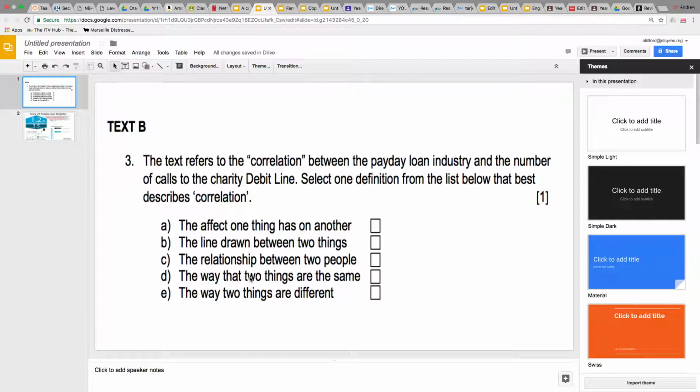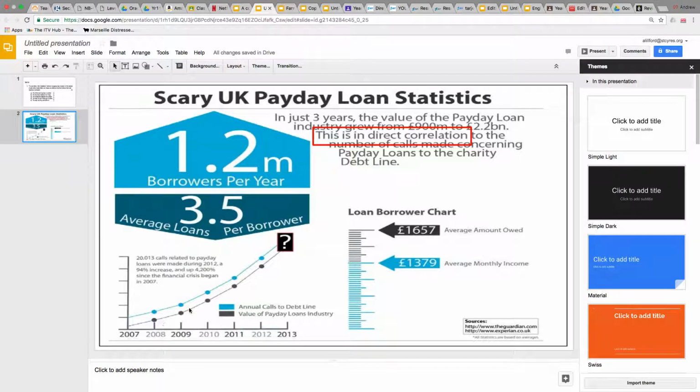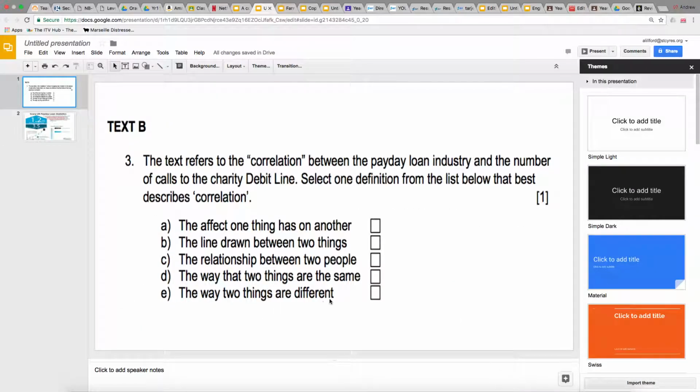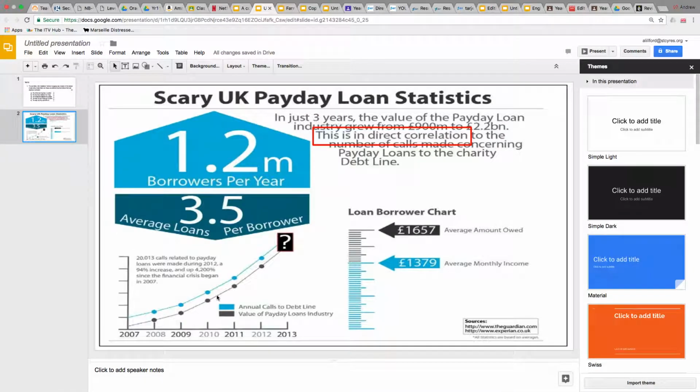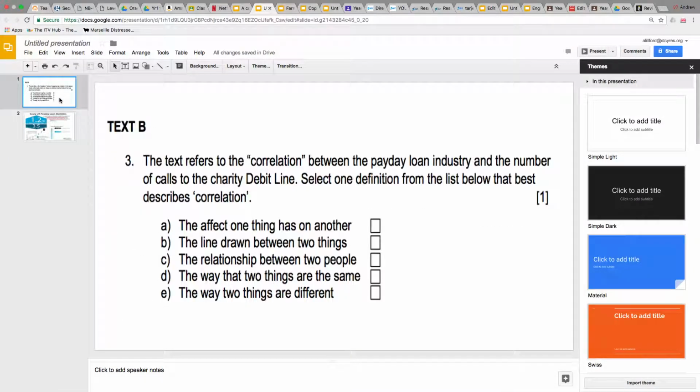The way that two things are the same, well, the two things do seem to be quite similar. The way that two things are different, well, they're not very different, so we'd probably get rid of E. So we've got rid of E, C, B, which leaves us with A and D.